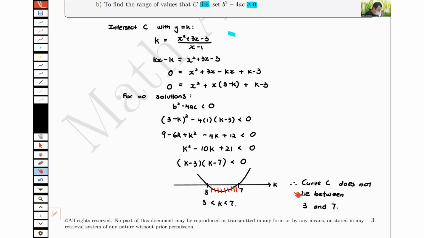I also want you to know that the change to k is optional. I was intersecting with y equals k, but you can leave it as y. If you had kept this k as y, the last line here would just give you y between 3 and 7. It will still work the same way. It's just like an alphabet change. But for understanding the logic, you should think about intersecting with a horizontal line and wanting no intersections.